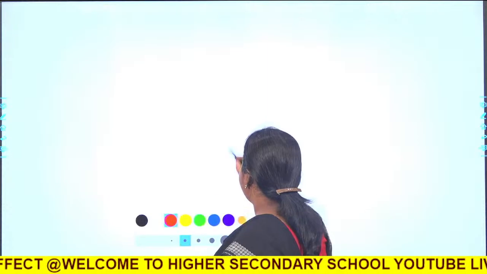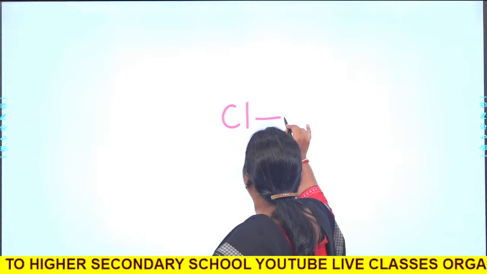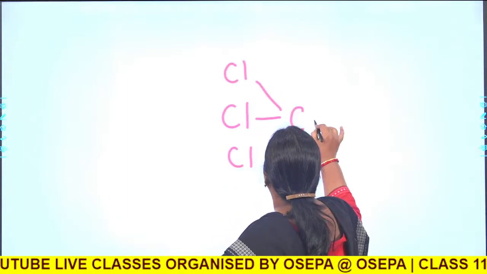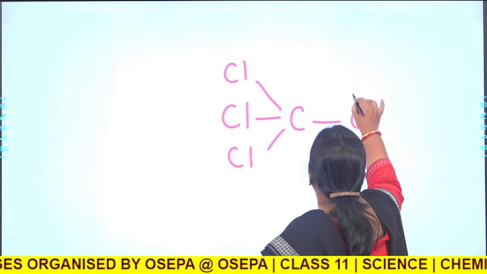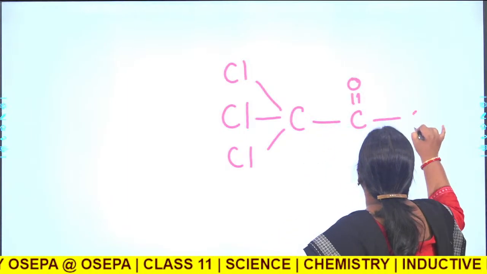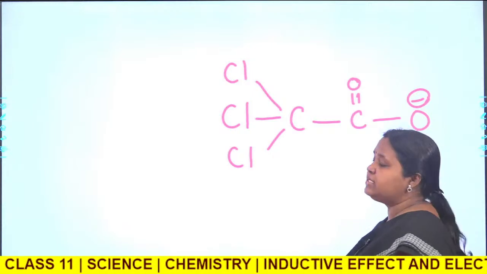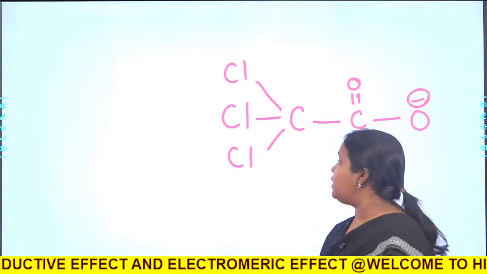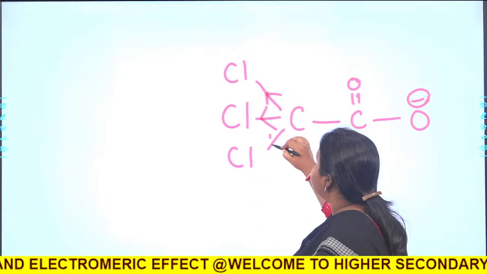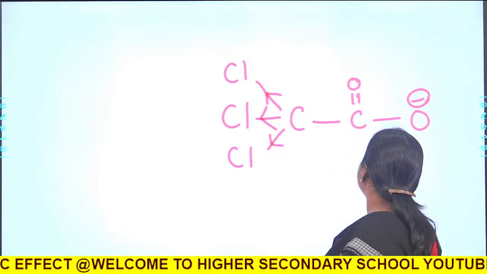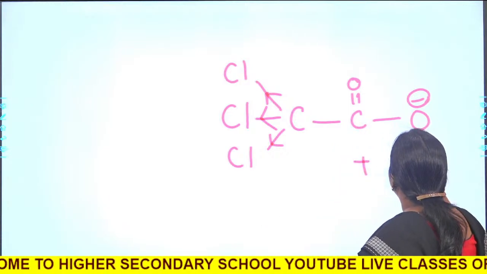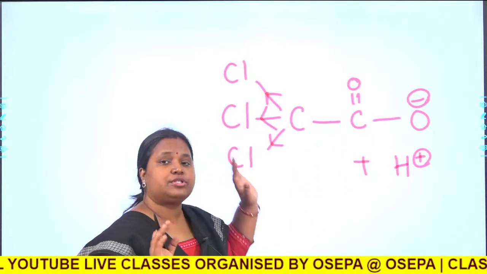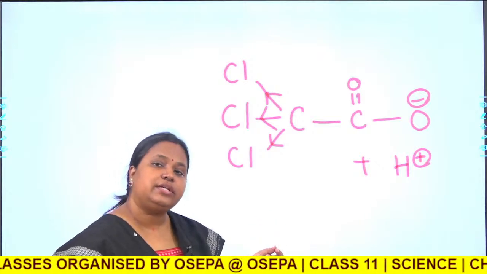So, if I take Cl, Cl, Cl, this is trichloroacetic acid. Here all the hydrogen atoms are replaced by chlorine atoms. So, what will happen? Will its acidity increase or decrease? First of all we have to see the stability of the carboxylate ion. If the carboxylate ion is more stable, then the acidity will increase.